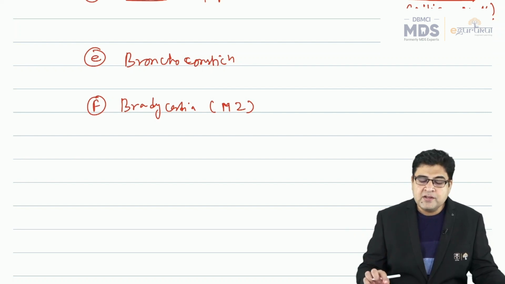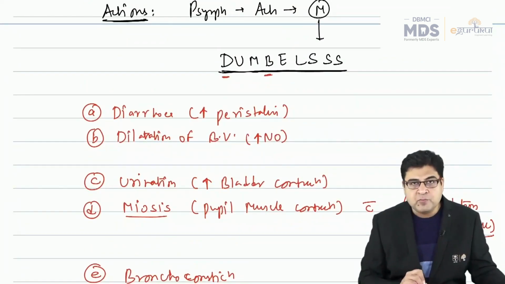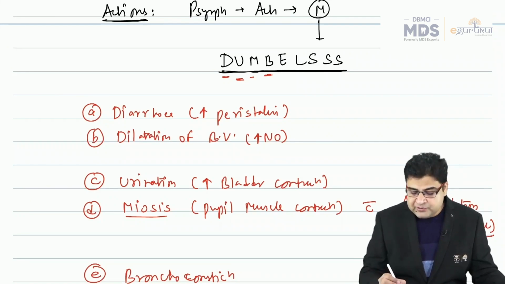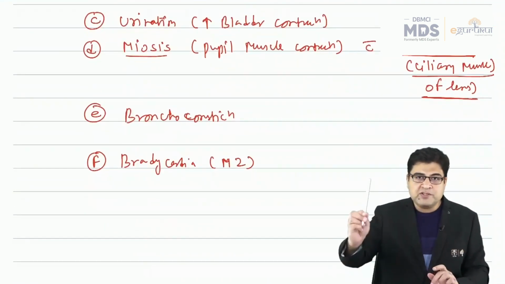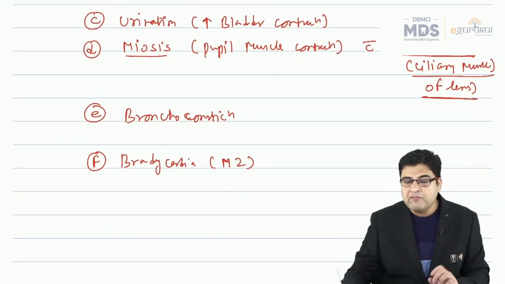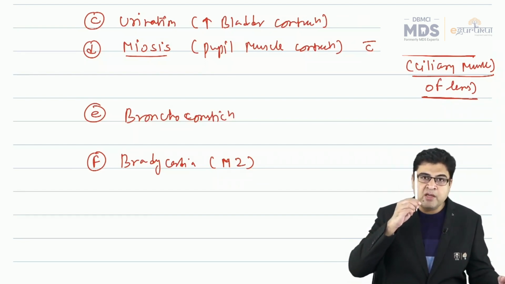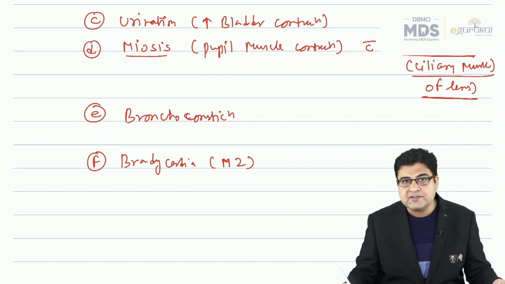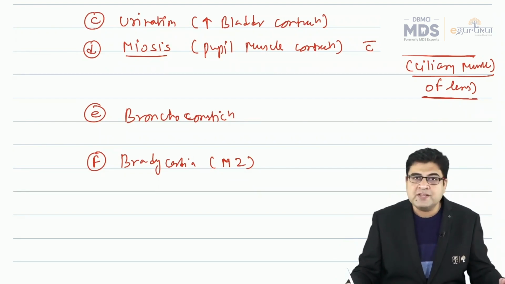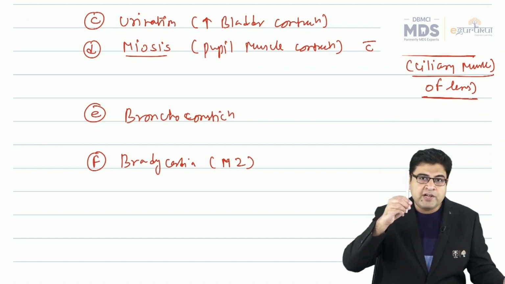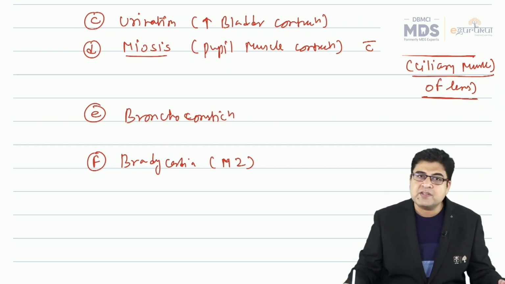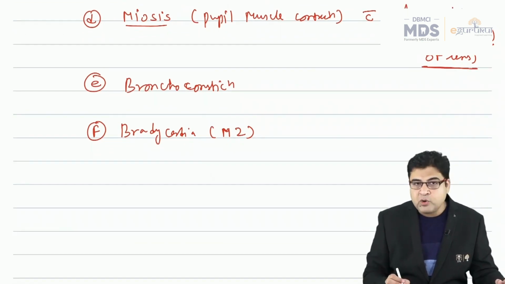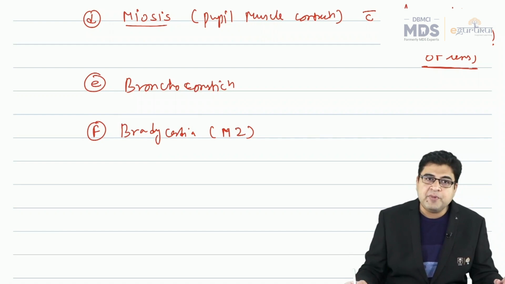So in this mnemonic of DUMBBELS, D stands for diarrhea, D stands for dilatation of blood vessels, U stands for urination, M stands for miosis with accommodation. Accommodation is a process: whenever we want to see an object which is coming close to the eye, we require a change of the curvature of the lens. This process is known as accommodation. To accommodate the image of the object on the retina, our lens muscle is contracted. Now here B stands for bronchospasm or bronchoconstriction. B also stands for bradycardia.